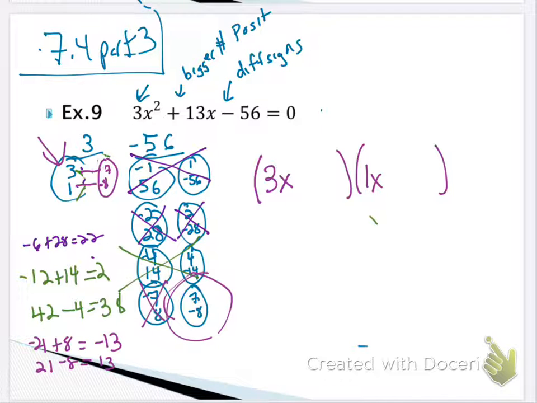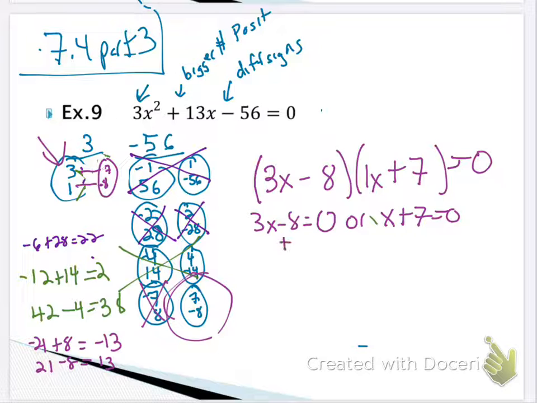And then the ones that are connected with a line can't be in the same one. So 3 can't be in the same connection as 7, so the 7 has to go over here. The negative 8 can't be in the same one as the 1. Let's go over here. Equals 0. We set each of them equal to 0 now to see what our solutions are going to be.